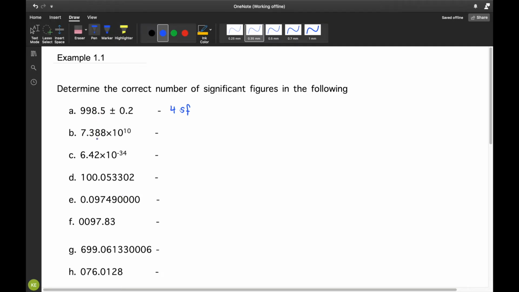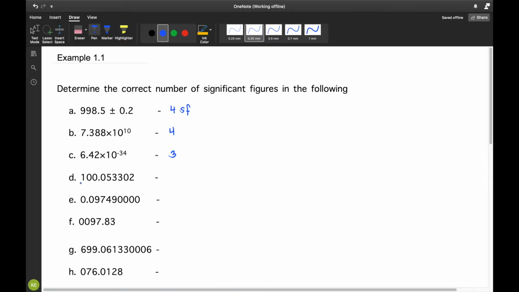Letter B, you'll have 1, 2, 3, 4. So we'll have four significant figures. Even for letter C. Again, I repeat, all non-zero digits are significant.